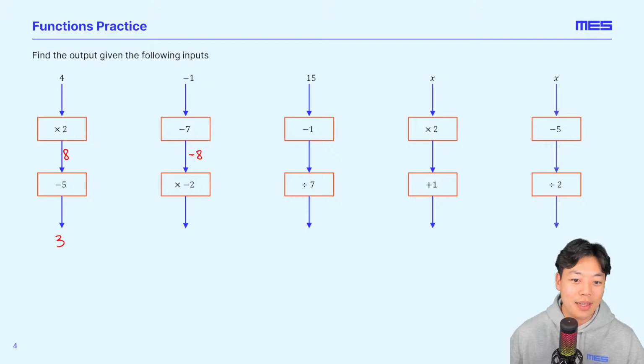And then after we get this -8, I can multiply by a -2. Negative times a negative is a positive. 8 times 2 gives us that 16.